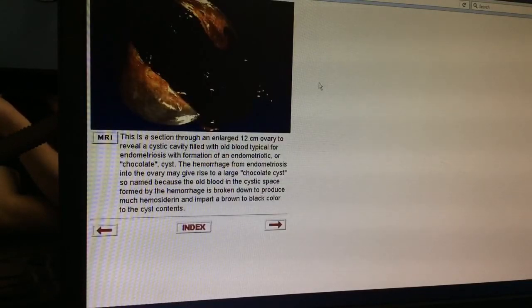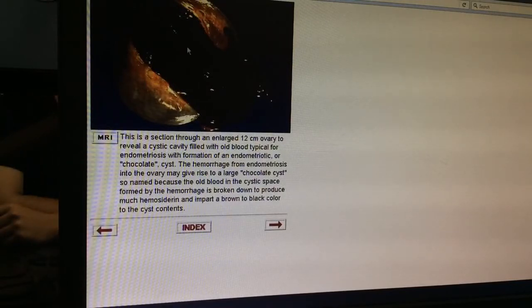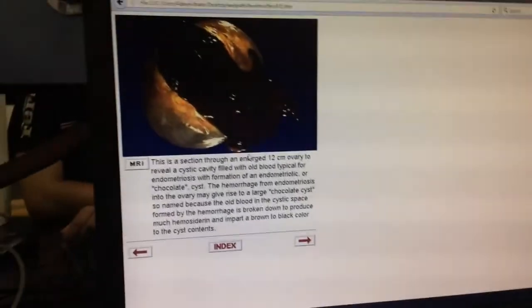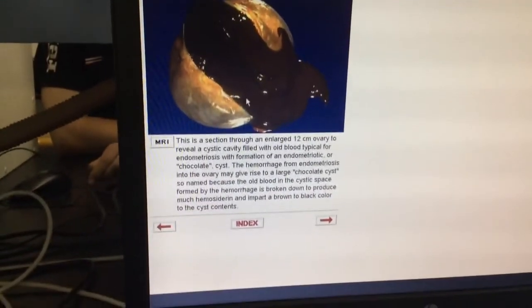We said that we found bleeding in the cyst, and this is a large endometriotic cyst, which is called a chocolate cyst. This chocolate cyst is filled with blood due to the menstrual cycle that affects the endometrial tissue outside the endometrial cavity, and this is called a chocolate cyst. Okay.